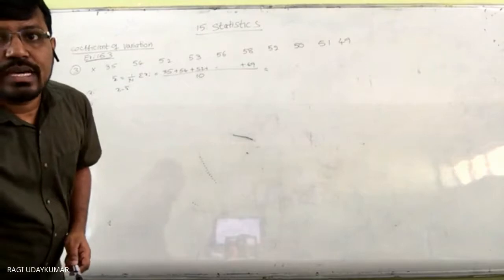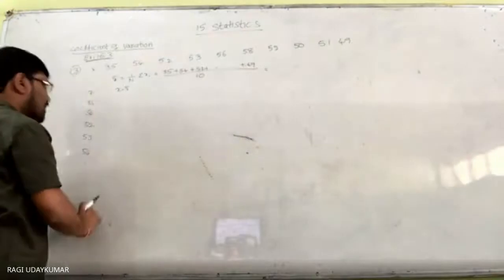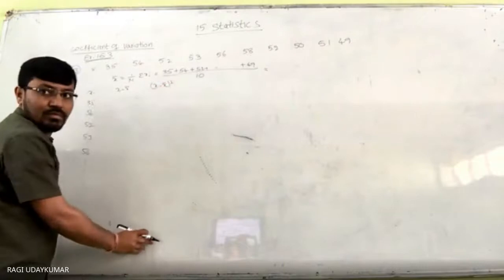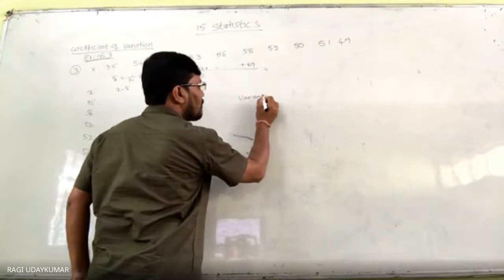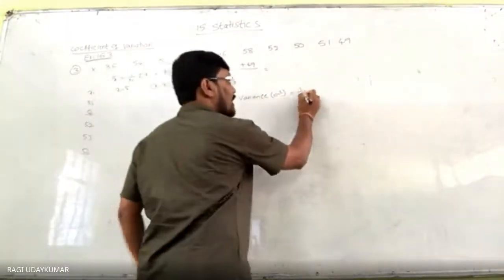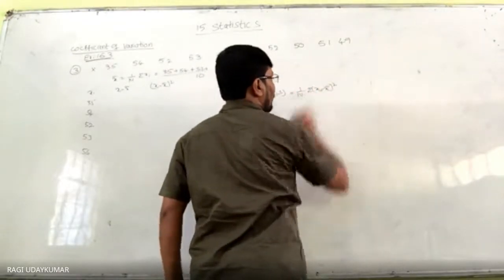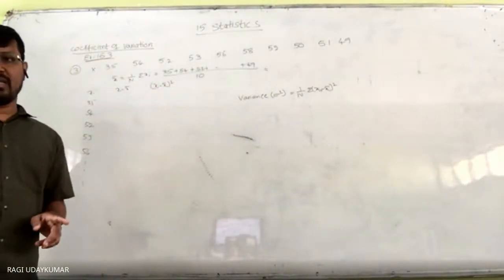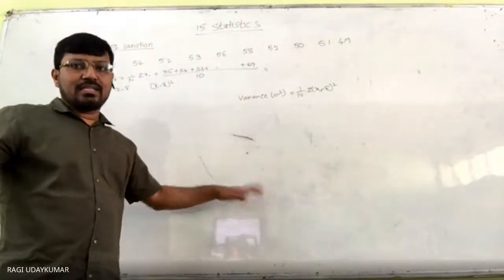So what you have to do in this situation: whatever x bar you are getting, that should be subtracted from each observation, and we need to find xi minus x bar whole square values and their sum. Variance is equal to 1 by n into sigma xi minus x bar whole square. This direct formula you have to use, and from that find the standard deviation and the CV.